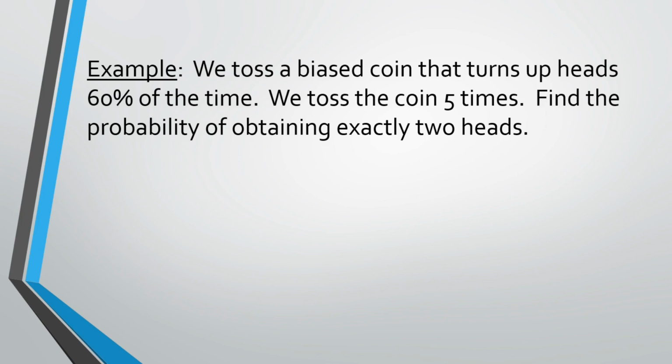Example. We toss a biased coin that turns up heads 60% of the time. We toss the coin 5 times. Find the probability of obtaining exactly 2 heads. We have the probability of success is 60%. So that's going to be my P. And I want to convert that to a decimal. So let's say 0.6. We're going to toss the coin 5 times. That's going to be N. And now we need to know how many successes we want, and we want exactly 2 heads, so X is going to be equal to 2.